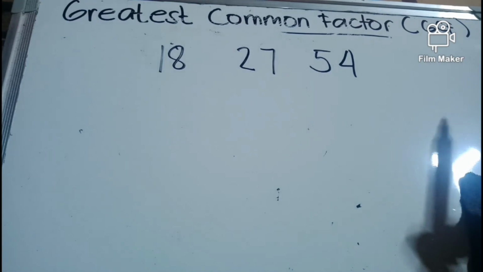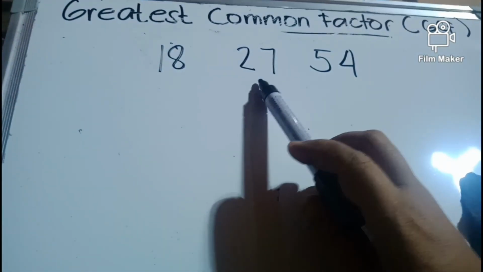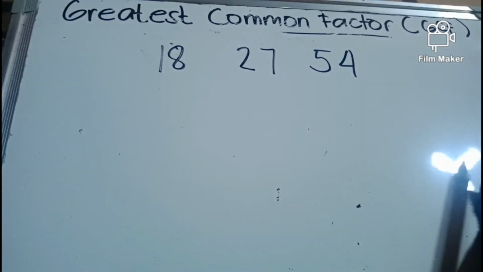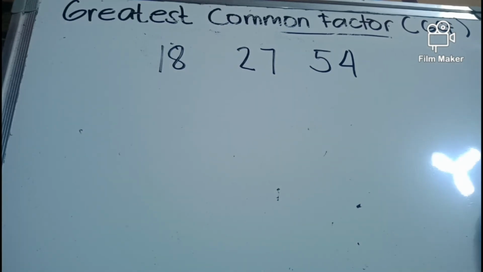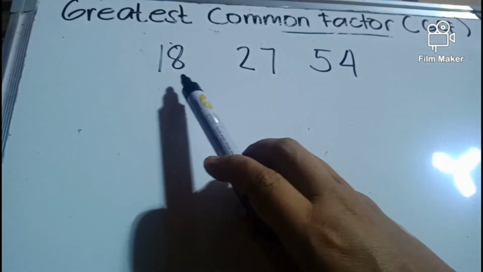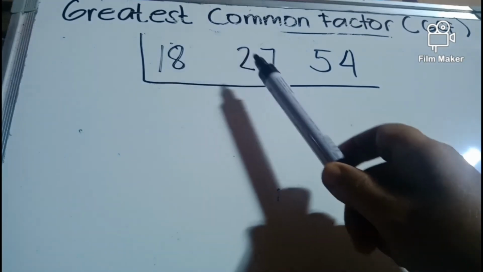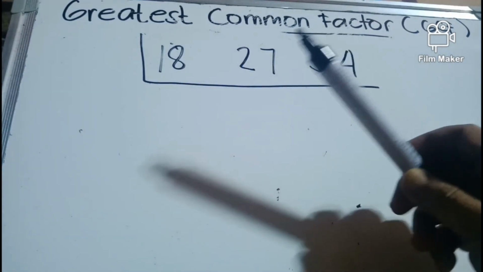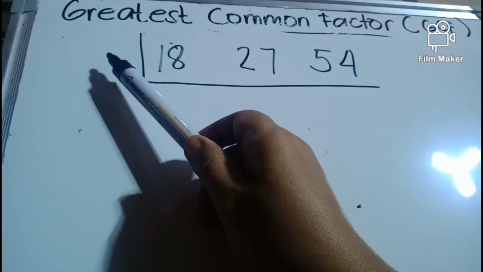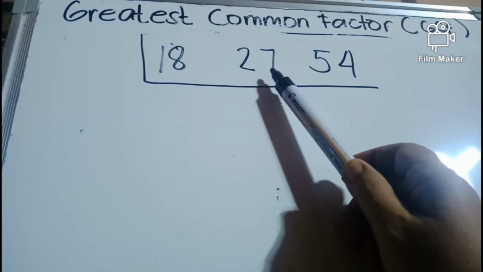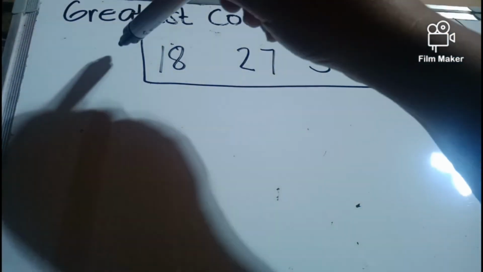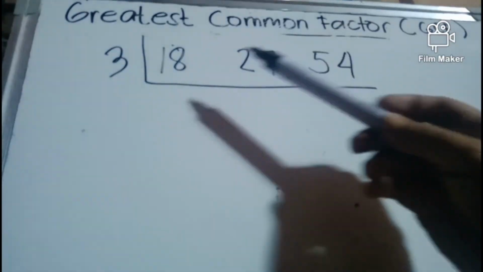Another example is 18, 27, and 54. Hahanapin natin ang greatest common factor ng tatlong numbers na ito. So again, isulat natin yung numbers horizontally. And then, mag-isip tayo ng prime number na pwedeng ma-divide sa 18, 27, and 54. Kung isusulat natin ng 2, hindi siya pwede sa 27. So therefore, isusulat natin ang 3.